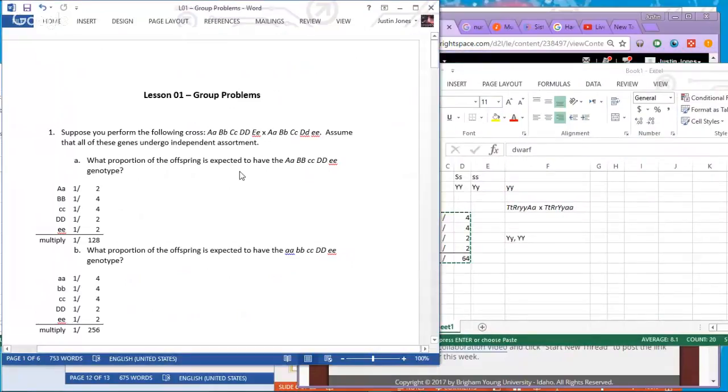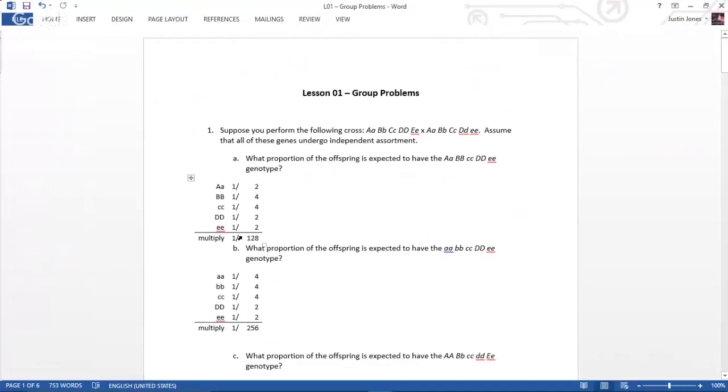So in these first questions, it's just a lot of multiplication. The first step is that you need to find out the proportion of all the offspring that are going to have a certain trait, and you're going to take all of those proportions for the different traits and multiply them together, and that's how you're going to get the total.